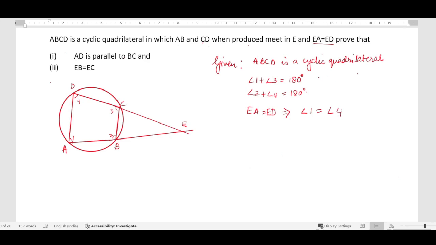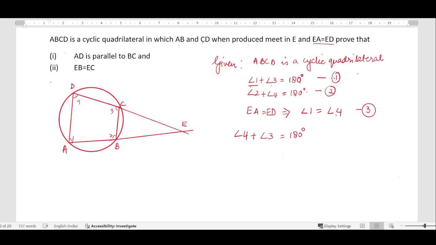Okay. अब ये तीन conditions हैं 1, 2 और 3. ये तीन conditions के help से हम ये prove करेंगे कि AD is parallel to BC and EB is equal to EC. From equation 1 and equation 3, in place of angle 1, I can write angle 4. So angle 4 plus angle 3 is equal to 180 degrees.